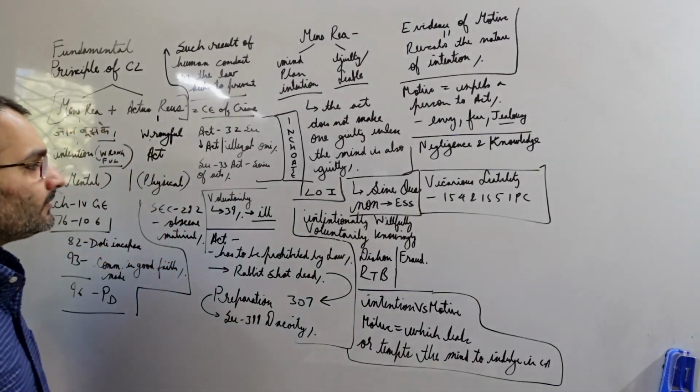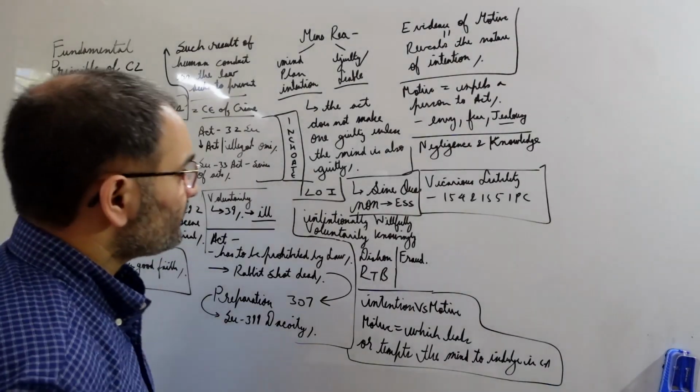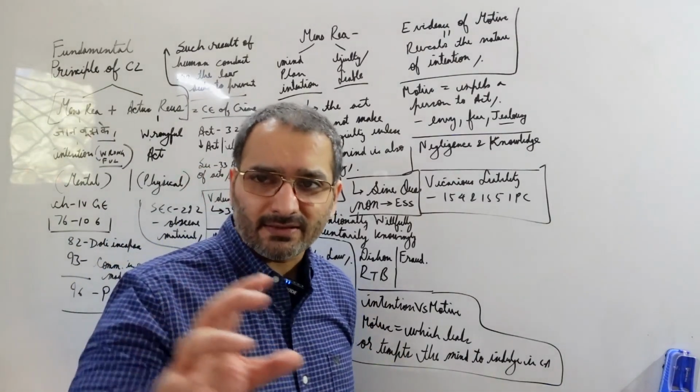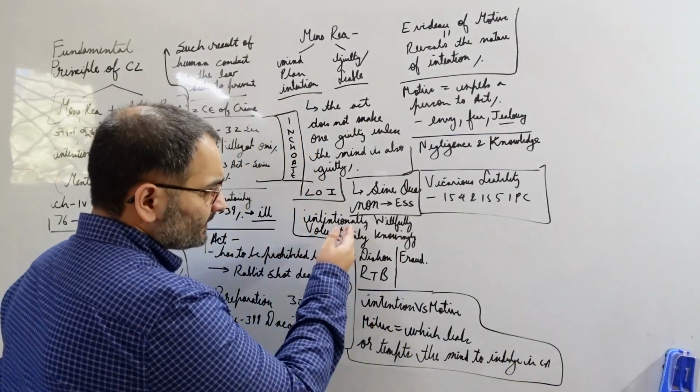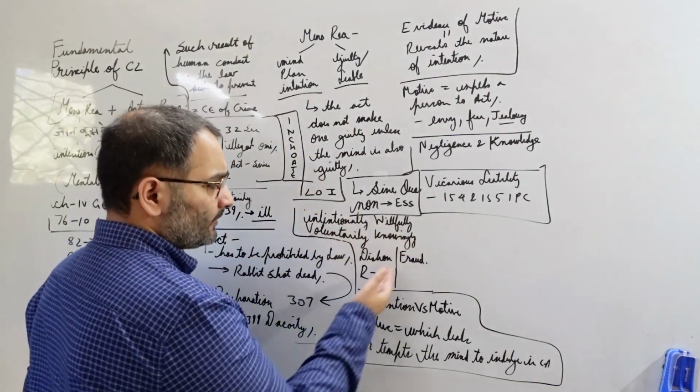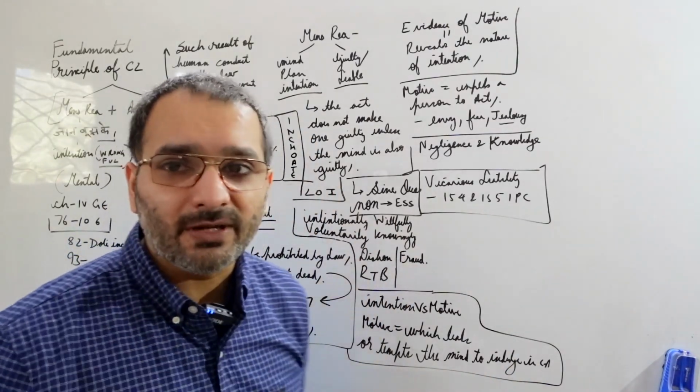Now, voluntarily. So in the IPC, whenever you look at mens rea and so on, you want to notice these words in the section: intentionally, willfully, voluntarily, knowingly, dishonestly, fraudulently, reason to believe.